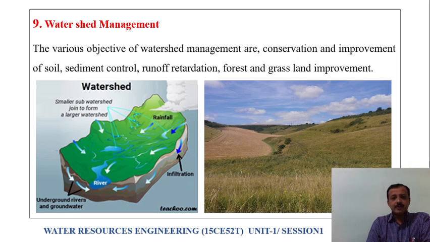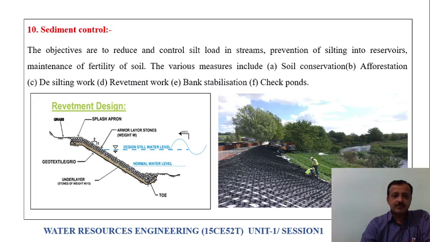the groundwater. And grassland improvement: to control the soil erosion we are going to cultivate grass on the hill slopes. These are the hill slopes where the grass is cultivated. Because of this cultivation of grass, the soil erosion is controlled. This is how watershed management is practiced. This is also one of the objectives of water resource development.